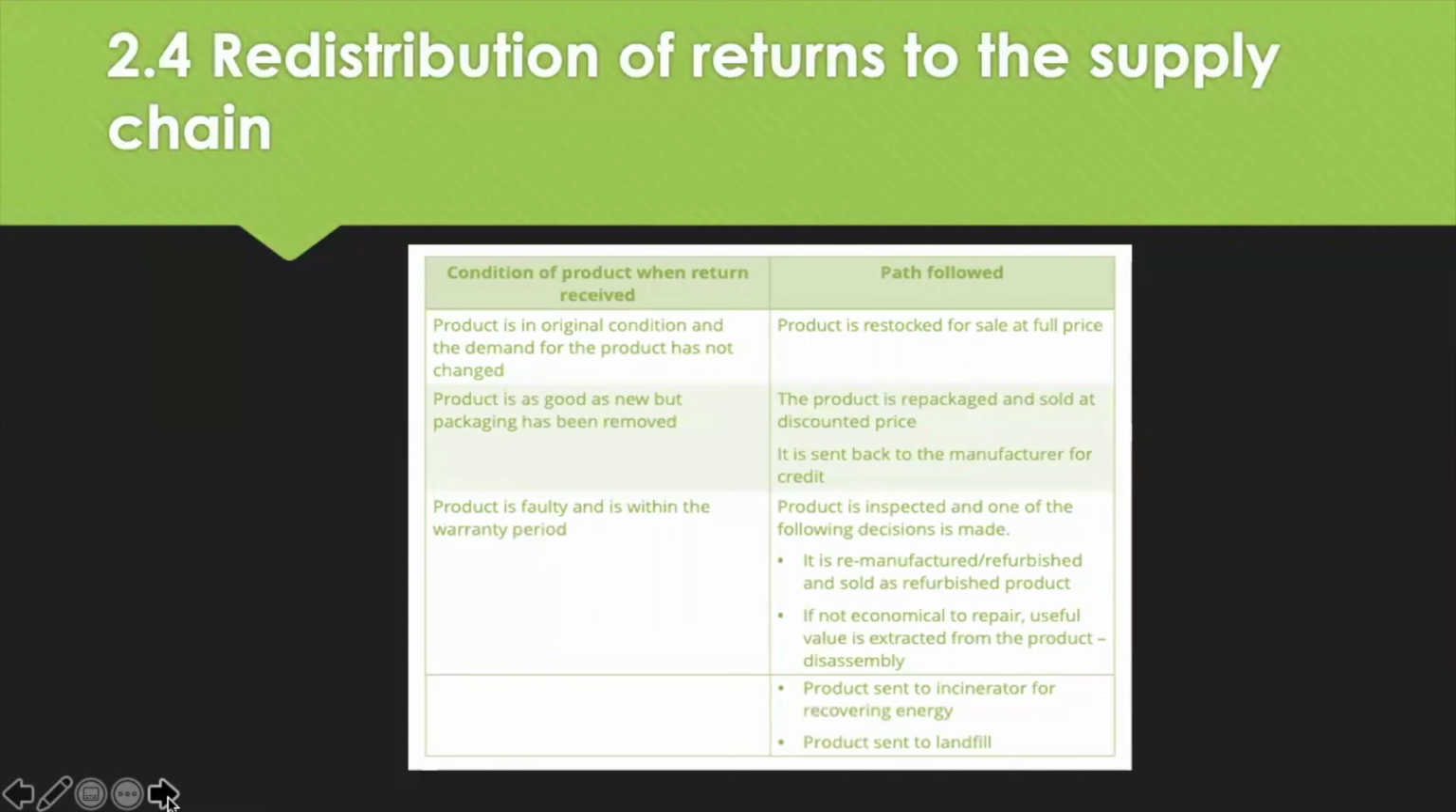So, say the product isn't in its original condition. If it is in its original condition, it can be restocked, but if it isn't, it can't. If the product is as good as new, but the packaging has been removed, it can be repackaged and sold at a discounted price. If the product is faulty and within the warranty period, it can be returned, remanufactured, refurbished, or if it's not economical to repair, the value is extracted from the product disassembly. I guess the last resort here is to send the product to landfill.